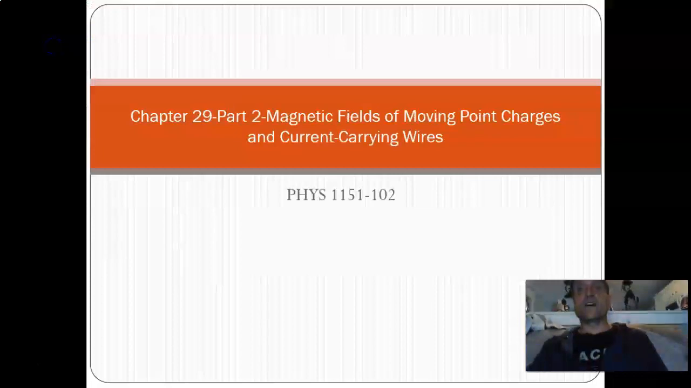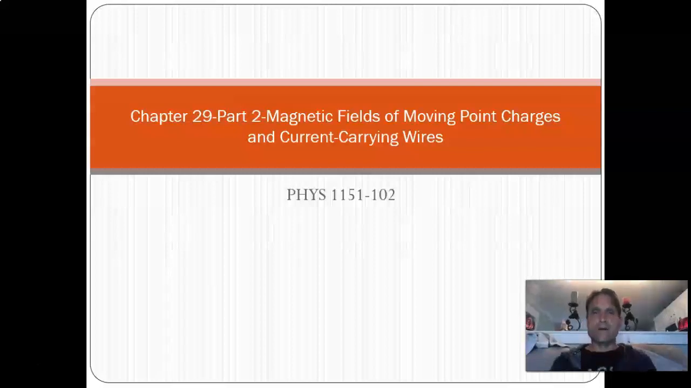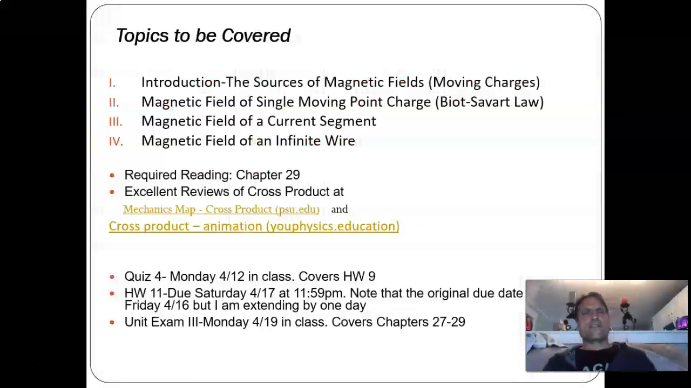Okay, it's Thursday. We're back here continuing with our chapter 29, which is magnetic fields. We started yesterday by discussing the concept of magnetism and the magnetic field. The magnetic field is a convenient way of describing the magnetic interactions between charged particles, just like the electric field was used to describe the electrical interactions between charged particles.